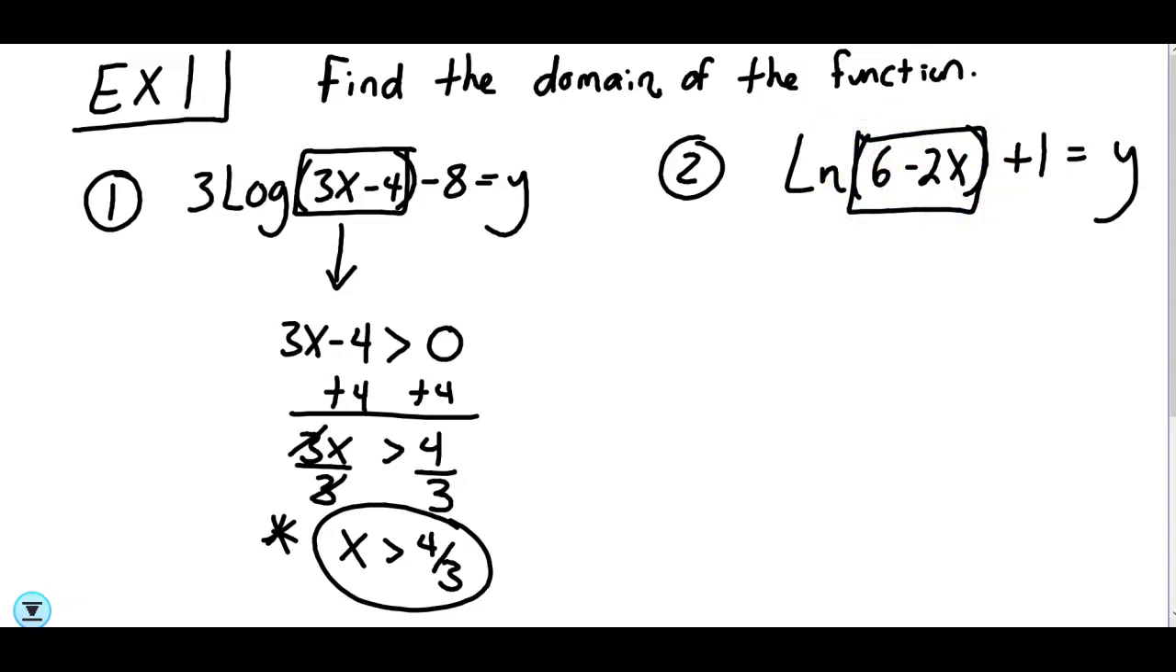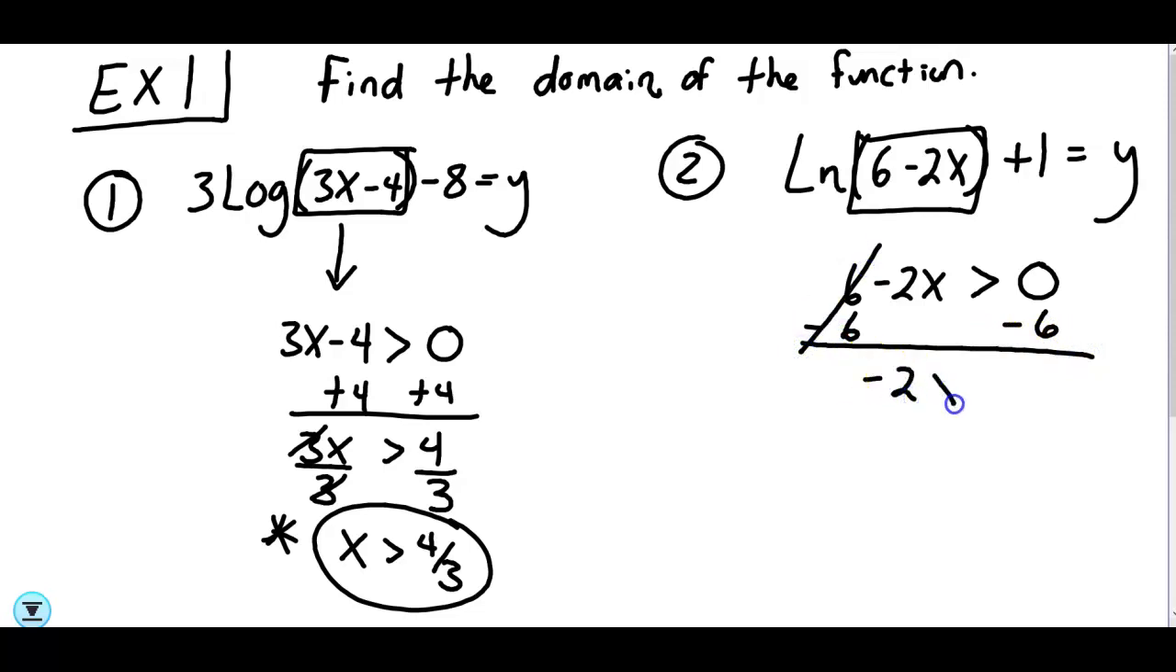Once again, we only really care about the part that's right next to the log. It's the part that's in parentheses. I included this example because something interesting happens here. You take it and you make it greater than 0, right? We're going to solve. Let's subtract 6 on both sides first. Then I'm going to divide both sides by -2.